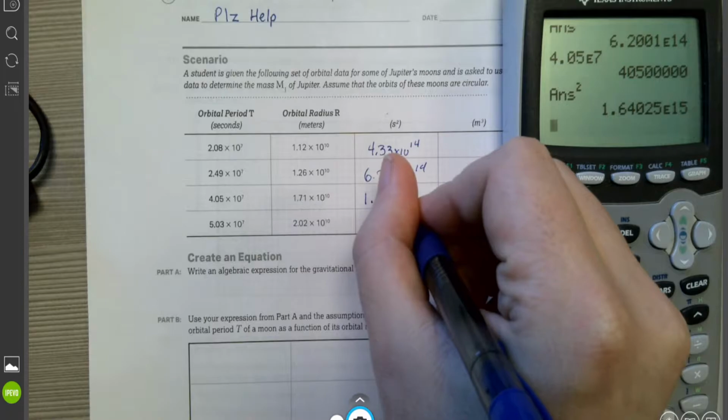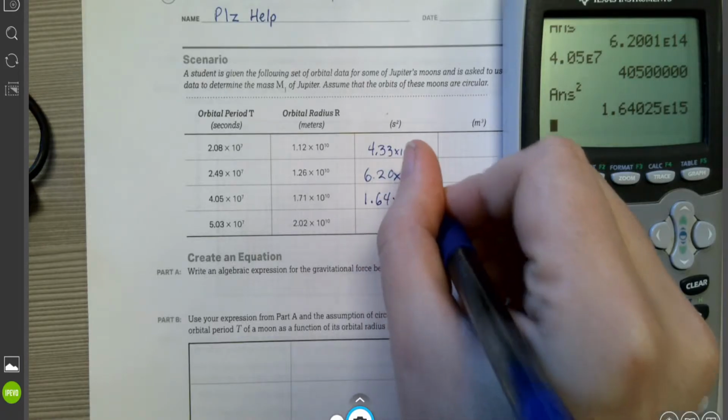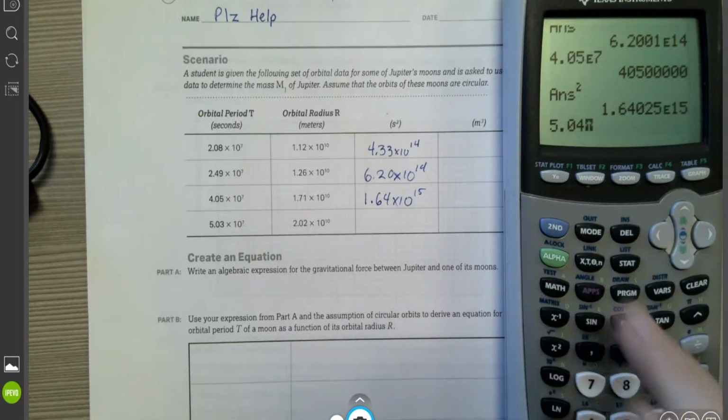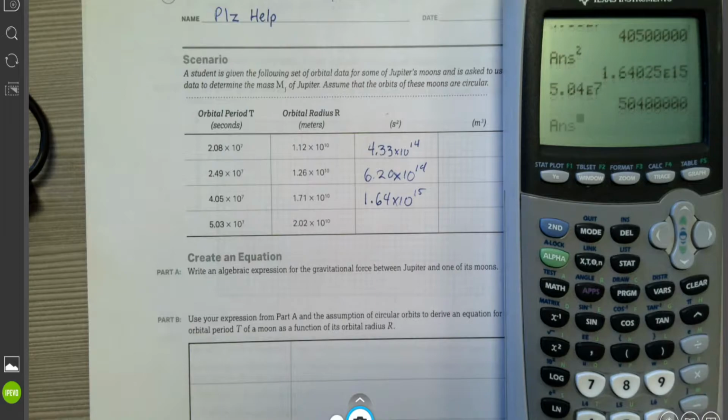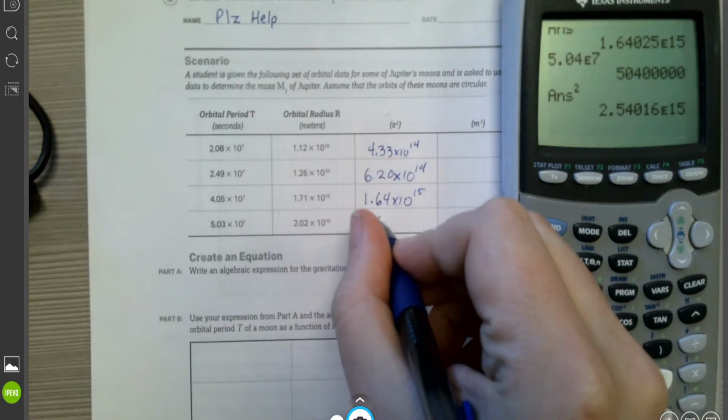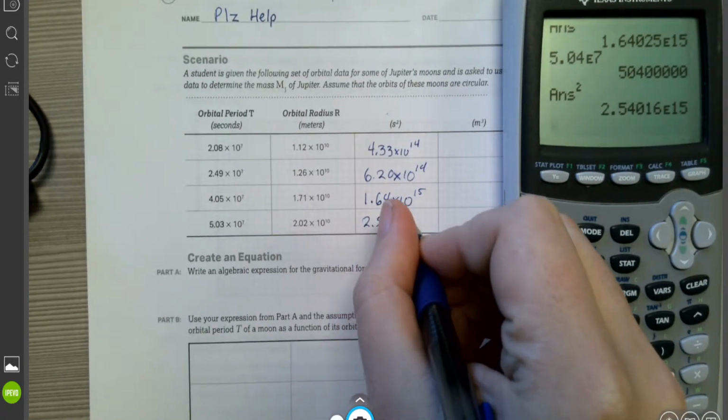64 times 10 to the 15th power. And then last but not least is 5.04 EE 7th power. Then I'm going to hit caret 2 to square it, and that comes out to 2.5 times 10 to the 15th power. Okay, so 2.5 times 10 to the 15th power.